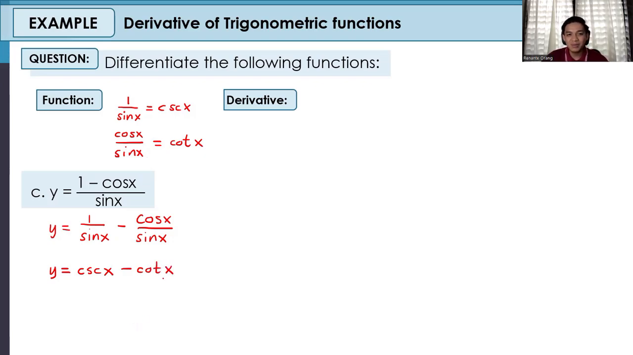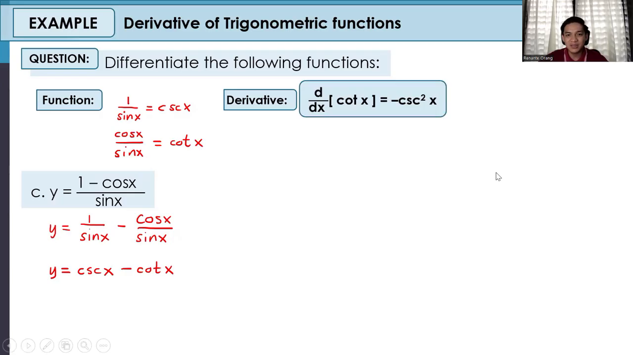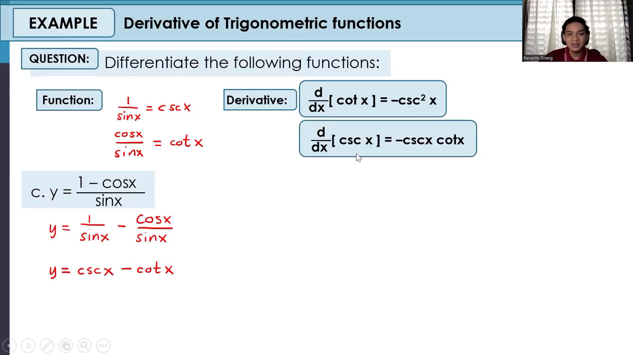Sakto. Etong dalawa, meron tayong formula kanina which is the derivative with respect to x of our cotangent of x is equivalent to negative cosecant squared x. And the derivative with respect to x of cosecant x is equivalent to negative cosecant x cotangent x. So sa pag-simplify natin, class, take note naging sum and difference rule siya kasi meron tayong operation sa gitna. Ibig sabihin, we just need to differentiate them individually.